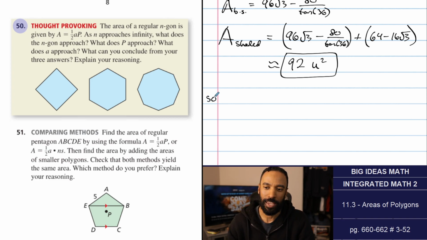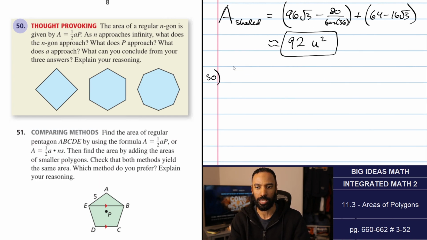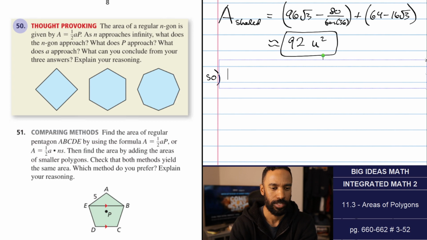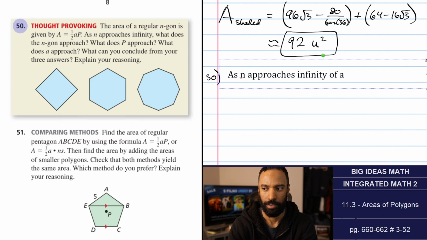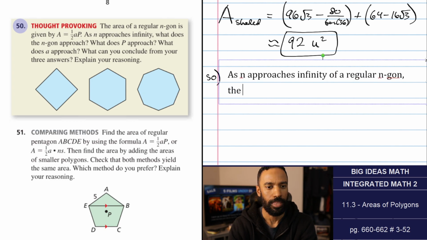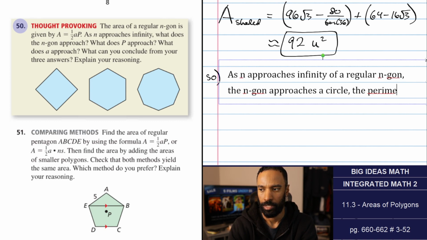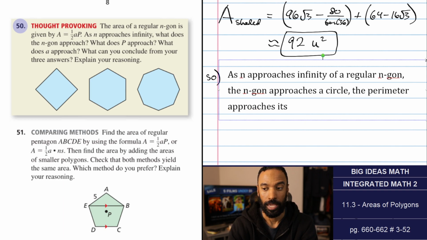I answered this in a previous one when they talked about if you have a fixed radius, what happens to the areas? It keeps going up. So as n approaches infinity of a regular n-gon, the n-gon approaches a circle. The perimeter approaches its circumference, and the apothem gets closer and closer to the radius.